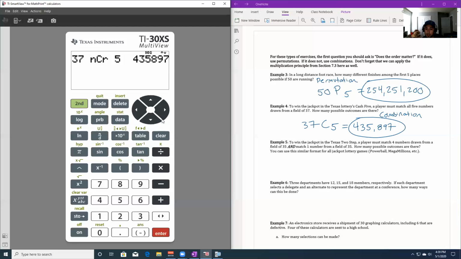To win the jackpot in the Texas two-step, a player must match 4 numbers drawn from a field of 35 and match 1 number from a field of 35. How many possible outcomes are there? All right, once again, these numbers do not fall in order. So this is again a combination.